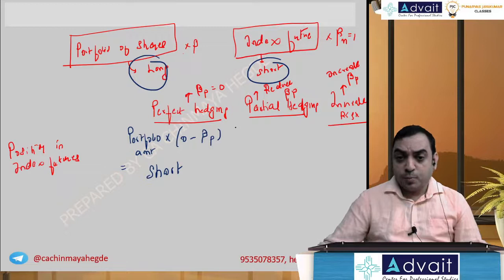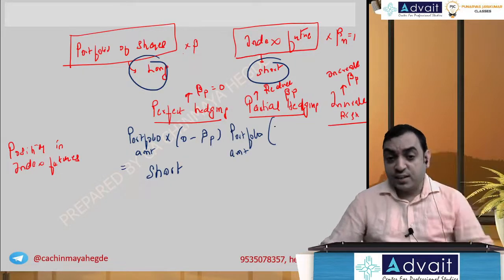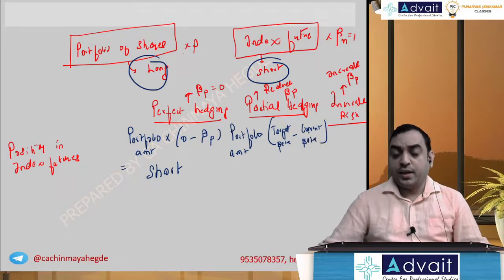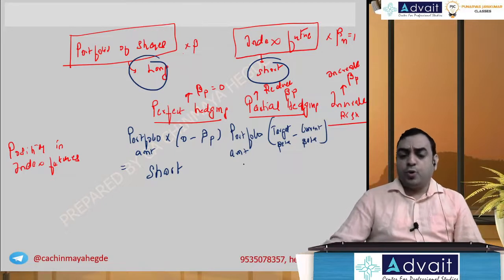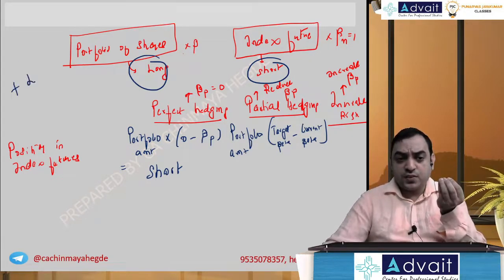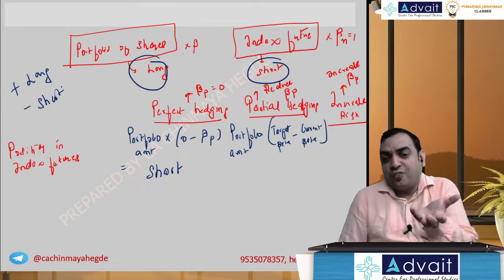Partial hedging means portfolio amount into what I would like to achieve, target beta minus current beta. Target beta minus current beta I'm doing. Why? Because it's easy for me to tell. If the answer comes plus, you take a long position. If the answer comes minus, you take a short position. That is the method I follow.